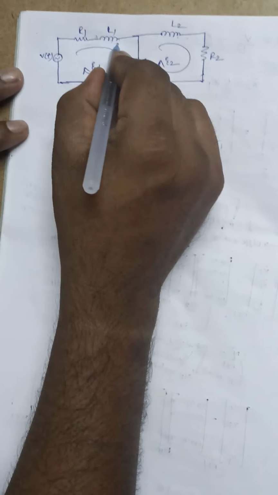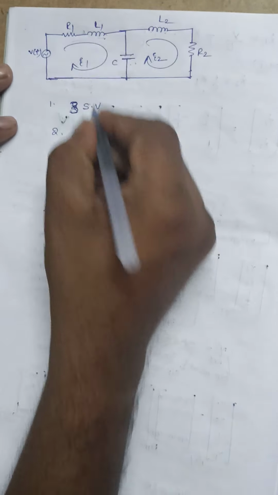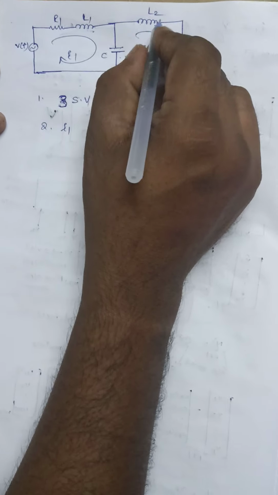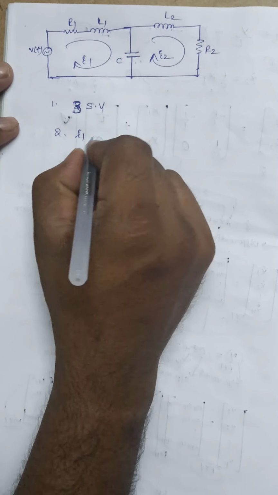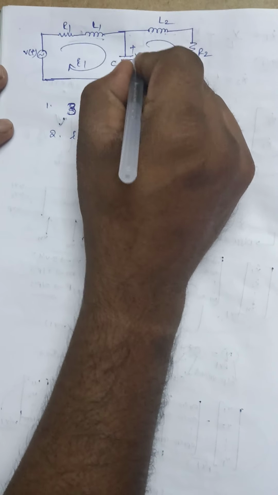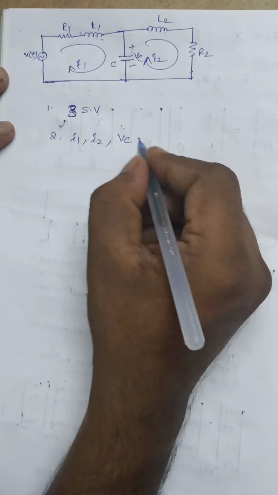So I1 is the current flowing through the inductor L1, and the current flowing through the inductor L2 is I2. So this is another state variable. The voltage across the capacitor is taken as another state variable. So these are the 3 state variables.